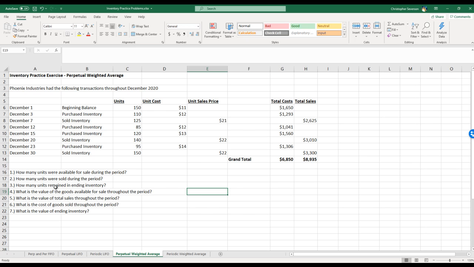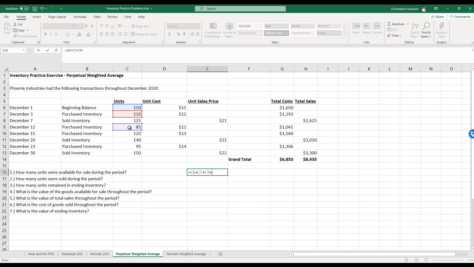Now let's go into the actual questions themselves. How many units were available for sale during the period based on this data set? So if we go over here, we can just take a look at beginning inventory and add in the number of units purchased. We don't worry about the number of units sold yet.